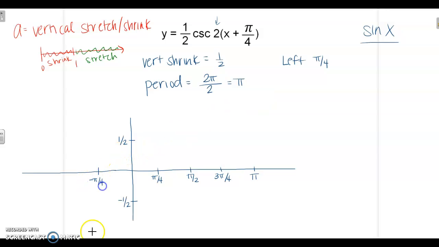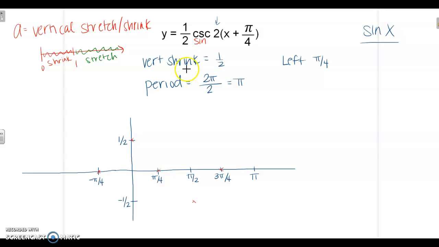negative pi over 4. Now, typically, when we're graphing this for a sine function, we would start on our midline and go up with our wave. So we're going to try that, but we're not going to actually connect our points. We're going to shift it left pi over 4. So you would start here and it would go up with your wave, back to the midline, down, and back to the midline. That would be if this were sine, right?